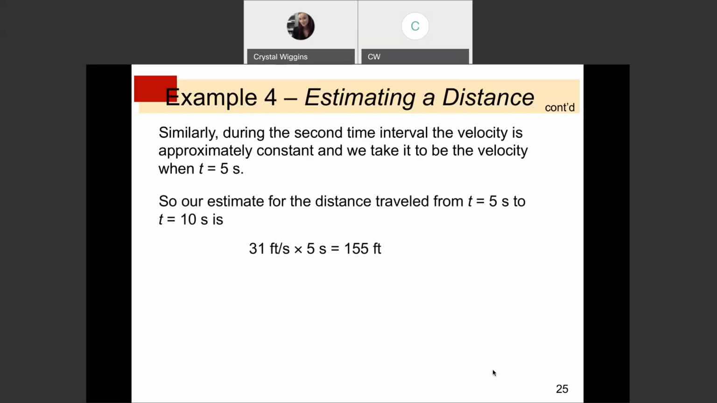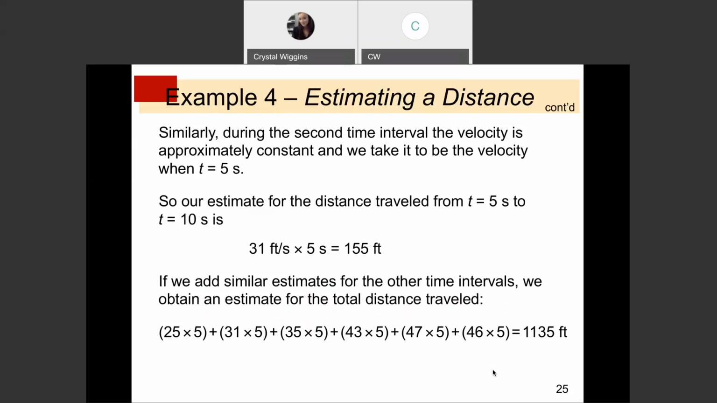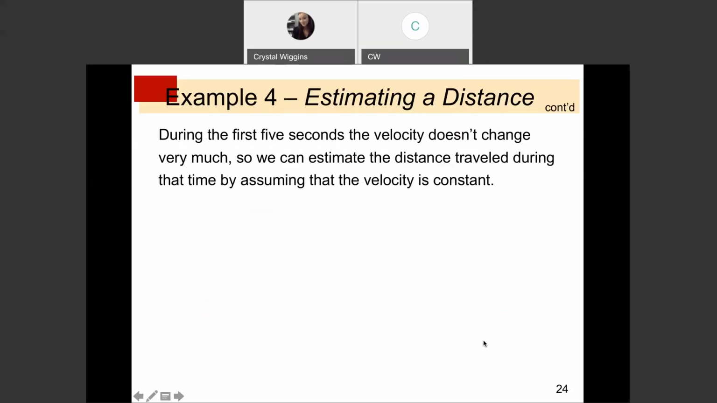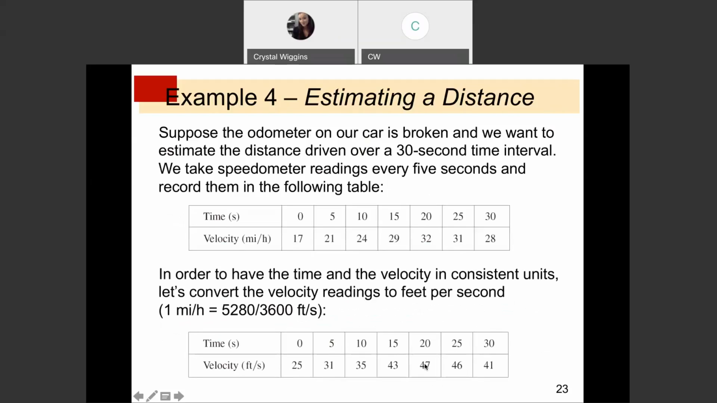So essentially we are doing these rectangles. We're doing length times width, where the width is the time interval of 5 seconds that we keep recording, and the length is the speed that we estimated that we constantly drove for those 5 seconds. Now, if we keep doing this to every single one of the speeds times the time interval, we add them all up. Notice that the very far right value, so we see that we used 25, 31, 35, 43, 47, and 46. If I go back to the table, we can see that that is every one of these speeds except for the 41. That means we were doing left-hand sums.